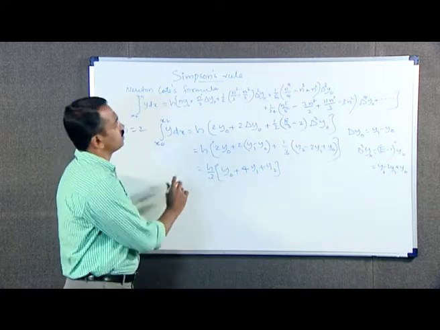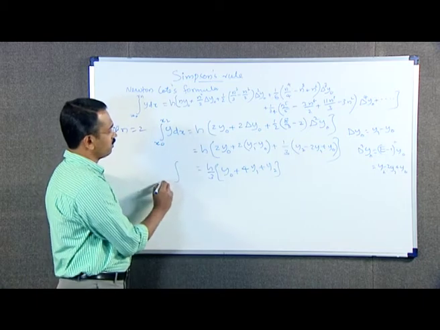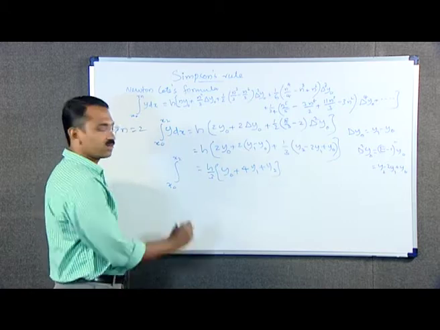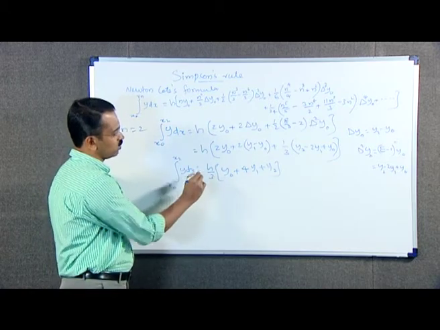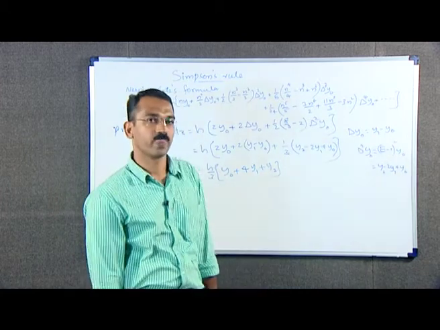This is known as Simpson's 1/3 rule, that is integral from x0 to x2 of y dx is equal to h by 3 times (y0 plus 4 y1 plus y2).